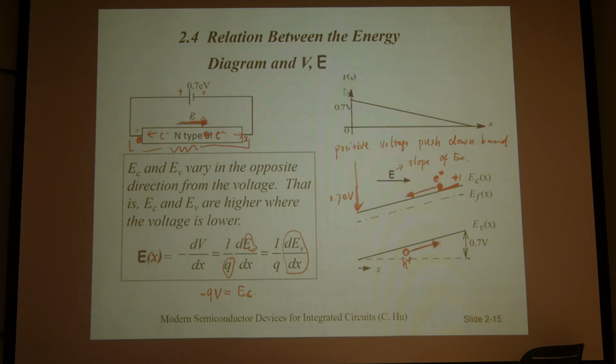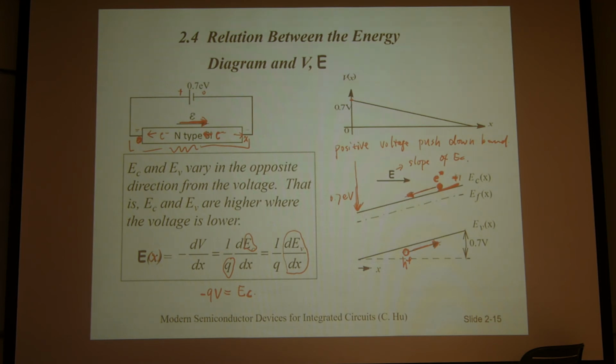So first of all, here is the voltage, okay? And then here is the energy. So voltage and energy, you have negative Q. So then the direction is different. That's why here the voltage is dropping, but the energy is rising. Right. Does this answer your question?